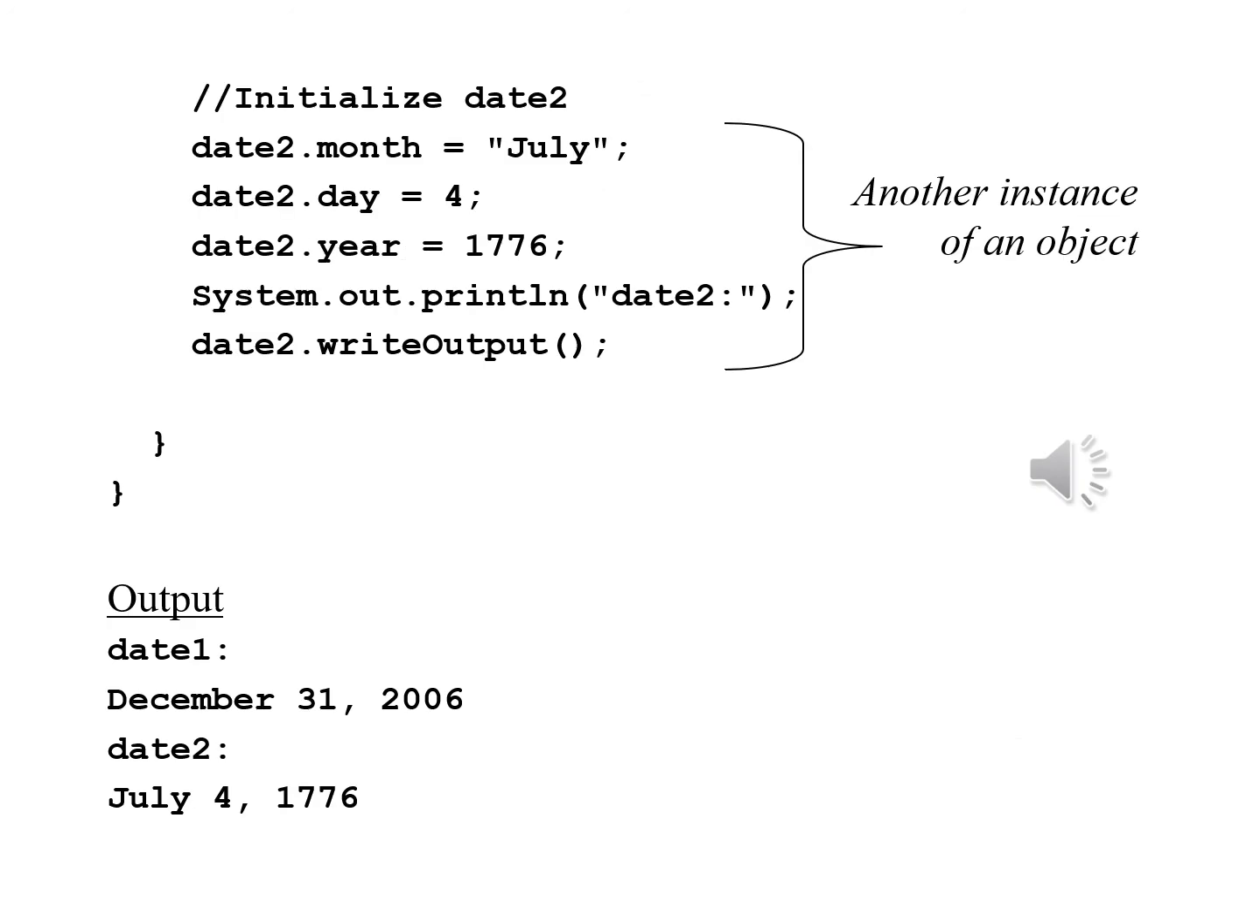Now we will initialize the properties in date2. date2.month = "July"; date2.day = 4; date2.year = 1776. System.out.println, quote, date2, colon, unquote, close parenthesis, semicolon. And lastly, date2.writeOutput, open and close parenthesis, semicolon. In this, we have given values to date2, and we've printed out a label for it, and we've printed out the date. We close the method with a closed brace, and we close the class with a closed brace.